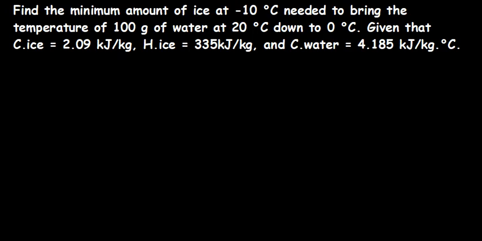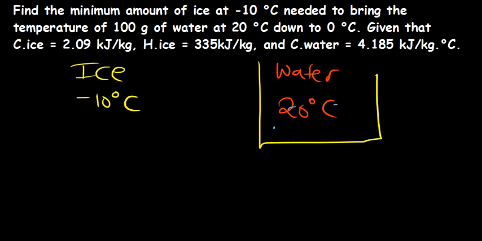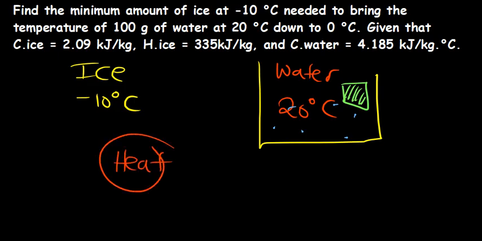So there are only two things we have. We have ice that is initially at negative 10 degrees Celsius, and then we also have water that is initially at 20 degrees Celsius. So first, to understand this, let's say we have a container that has water. This is a scenario. So what happens if you add ice? If you add ice to this water, water at 20 degrees Celsius has more heat, and the ice is cool.